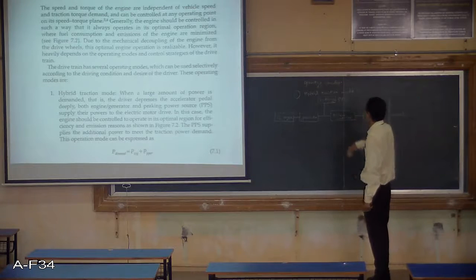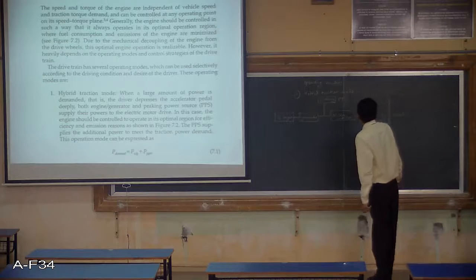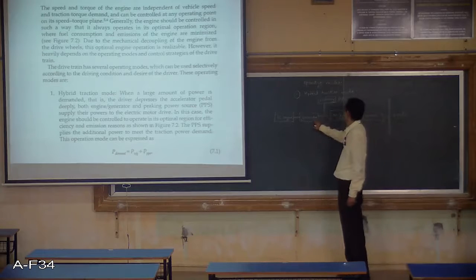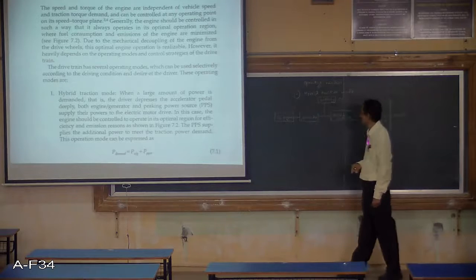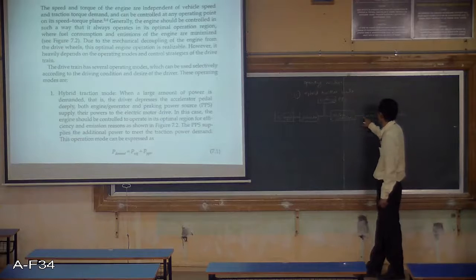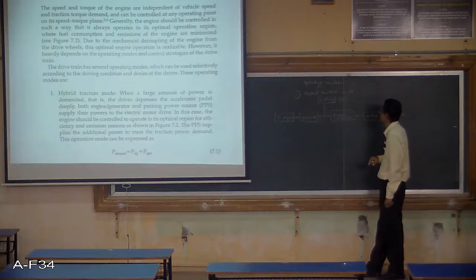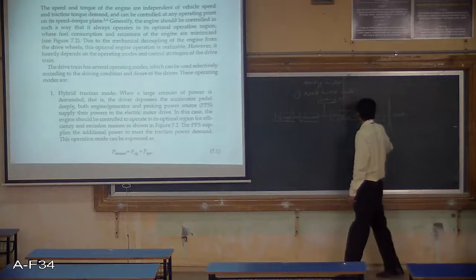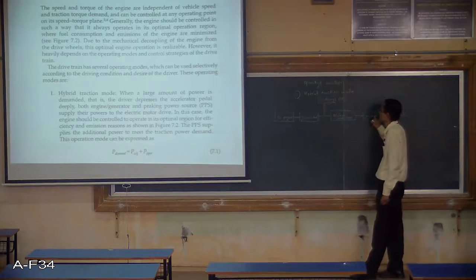Now in the first hybrid traction mode, the motor is to be run at higher speeds or higher torques. In that case, whatever the generator is supplying from the IC engine, this generator produces some amount of electric power. This is given to the motor controller, and the motor controller feeds the electric power to the motor, and this generator may not be able to supply the required amount of power under this condition.